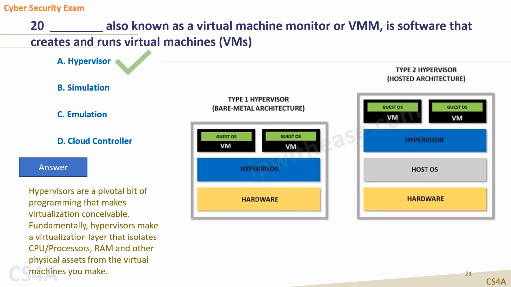So this is the hypervisor. Here we see the two types of hypervisor. Type 1 hypervisor: the hypervisor instance runs on top of the hardware, so there is no need for a host OS. And the type 2 hypervisor will be installed or deployed on top of the host OS. So that's the difference between type 1 and type 2 hypervisors.